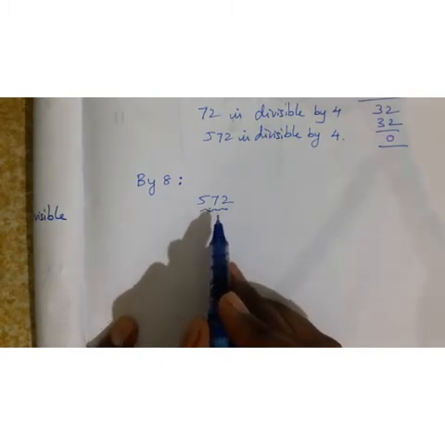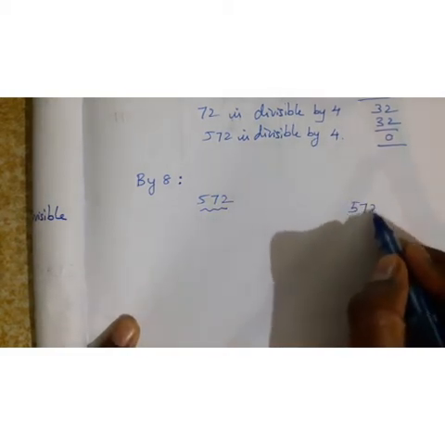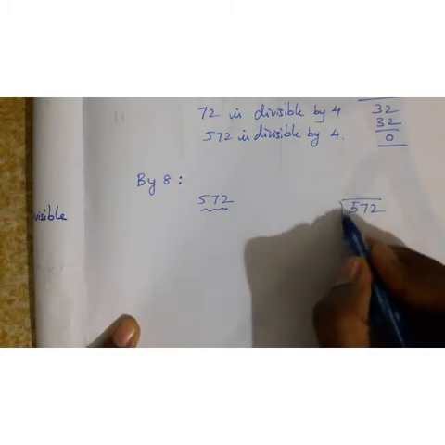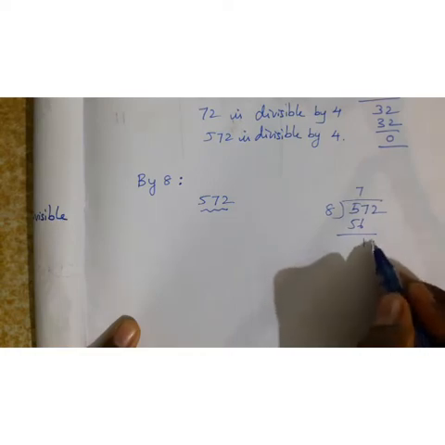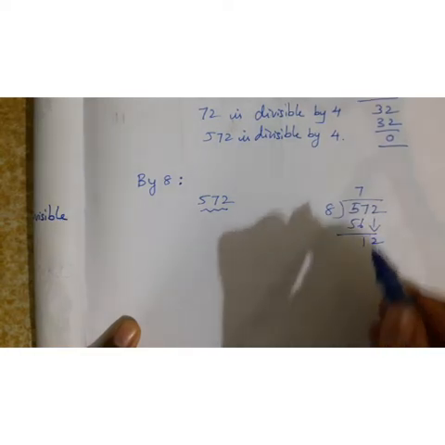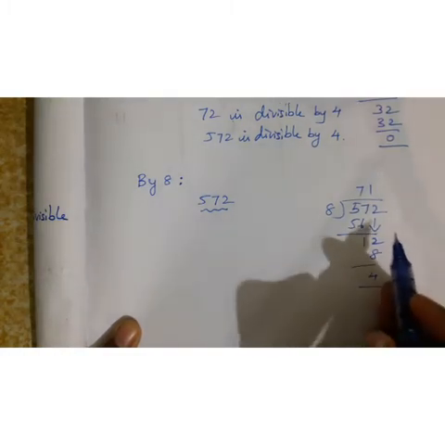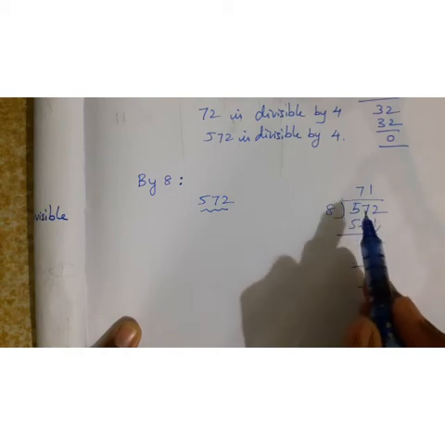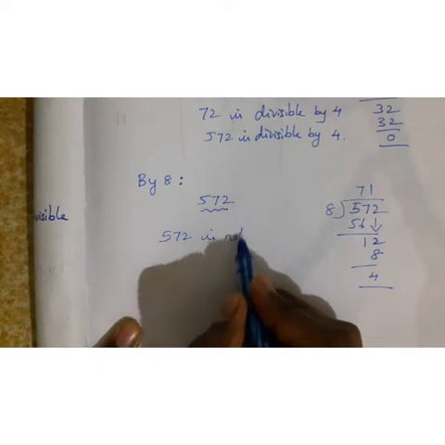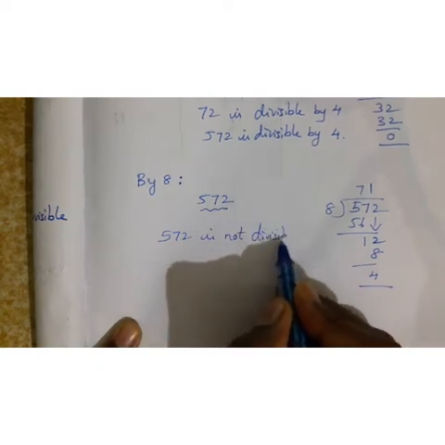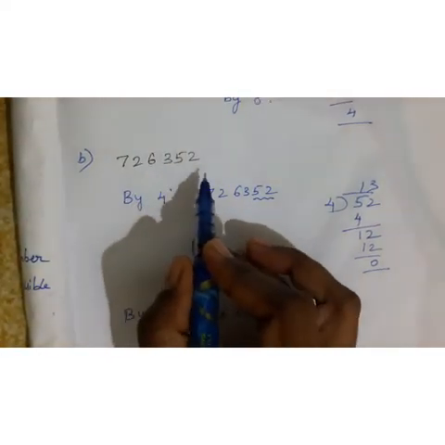Let's do the divisibility test for 8. If the last three digits are divisible by 8, then the number is divisible by 8. So divide 572 by 8. 8 times 7 is 56. 7 minus 6 is 1. 2, 12. 1 times 8. 12 minus 8 is 4. So 572 is not divisible by 8.